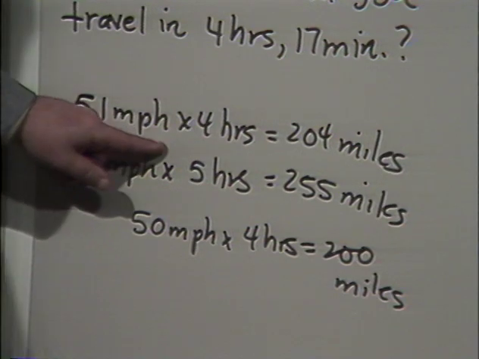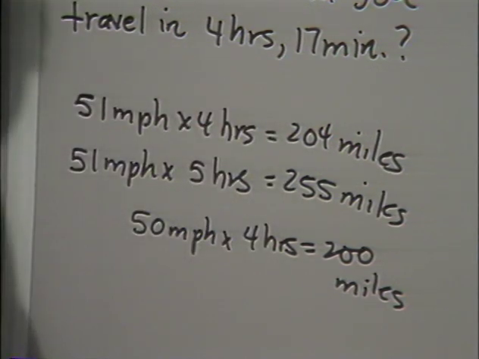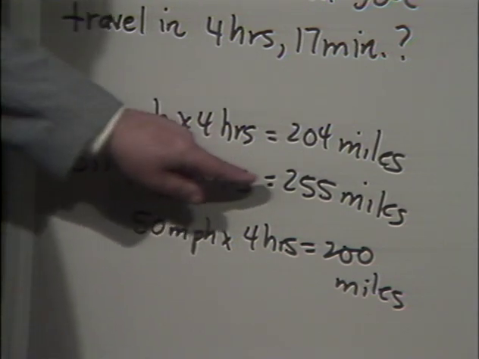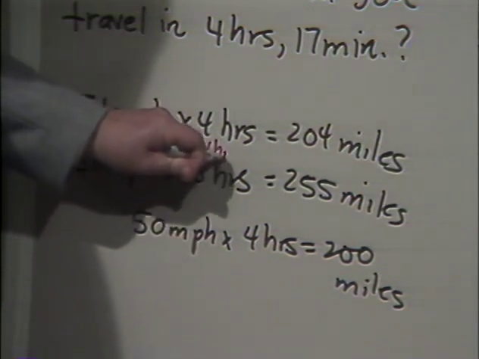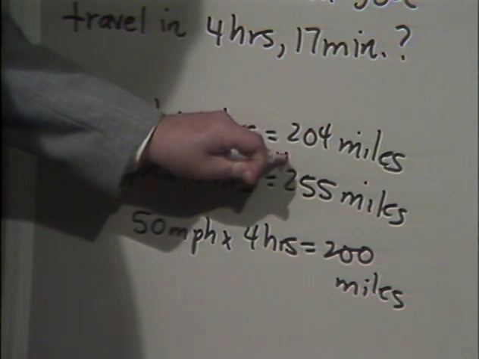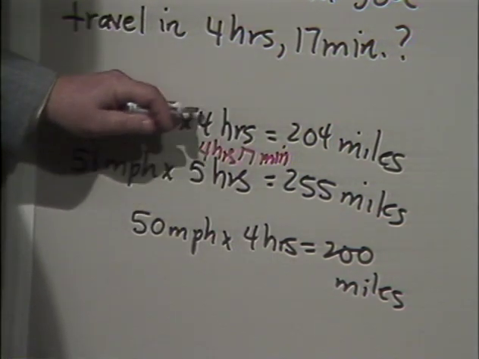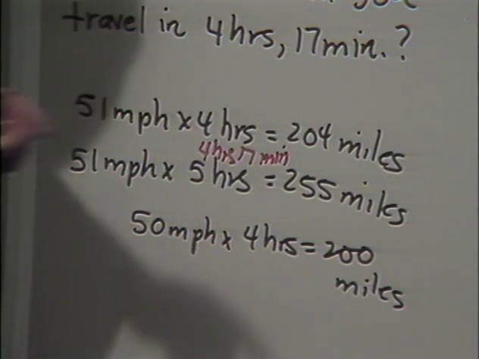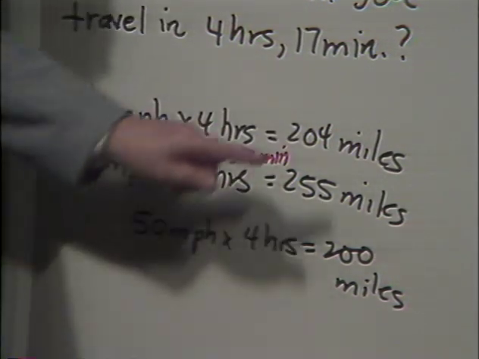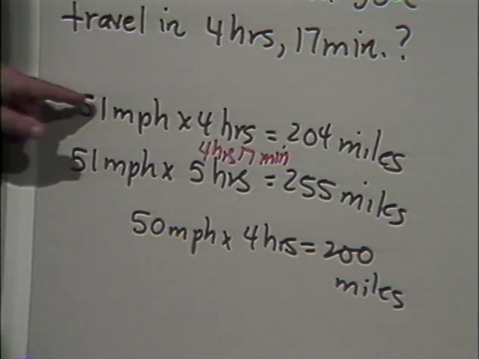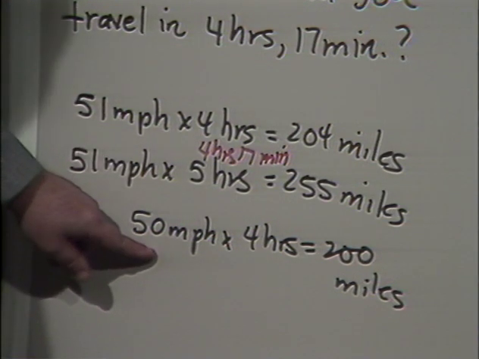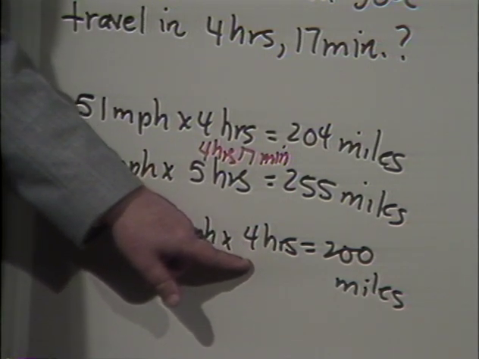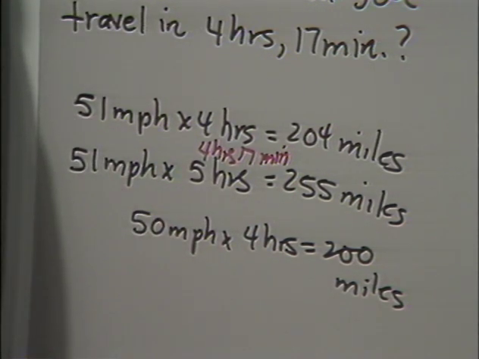At 51 miles per hour, in 4 hours, you would have gone 204 miles. At 51 miles per hour, in 5 hours, you would have gone 255 miles. Therefore, since 4 hours and 17 minutes is between 4 hours and 5 hours, but closer to 4 hours, you're going to go between 204 miles and 255 miles, but closer to 204 miles. And if you really want to round off, you say what? 51 miles per hour to the nearest 10 is 50. 4 hours and 17 minutes to the nearest hour is 4 hours. So if I'm interested in a real rough estimate, 200 miles is fine.